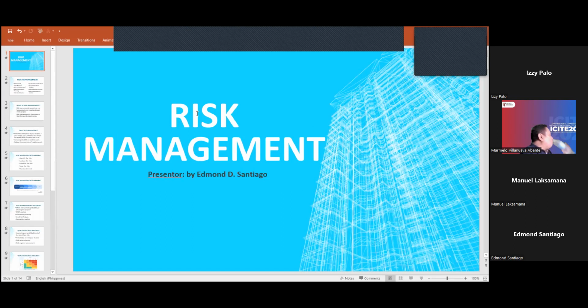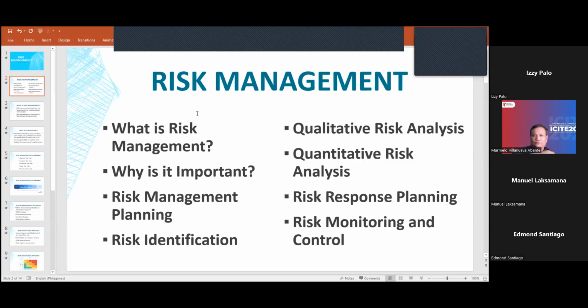So let's proceed. In terms of risk management, we are just going to discuss some topics. What is risk management? Why is it important to study, apply, or implement risk management? Then risk management planning, risk identification, qualitative risk analysis, quantitative risk analysis, risk response planning, and risk monitoring and control.